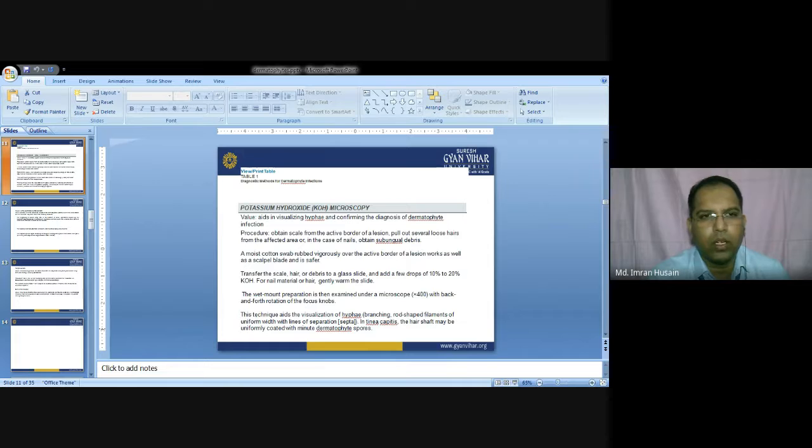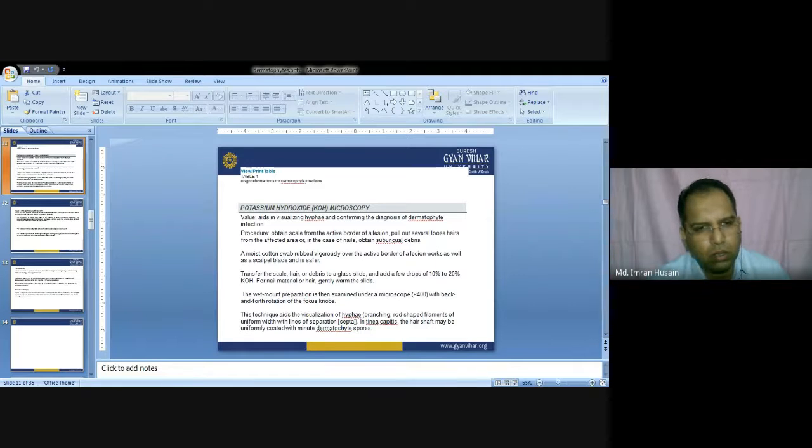So, potassium hydroxide microscopy aids in visualizing hyphae and confirming the diagnosis of dermatophyte infections. So, what is the procedure? Obtain scale from the active border of the lesion, pull out several loose hairs from the affected area, or in the case of nails, obtain subungual debris. So sometimes the debris is taken, sometimes the hairs are pulled out from the infected area.